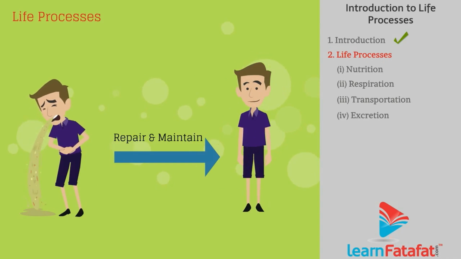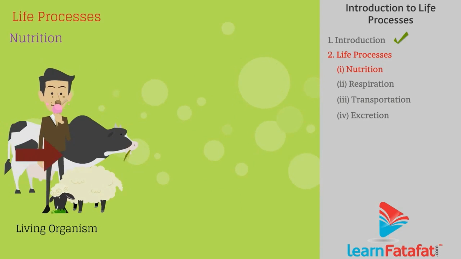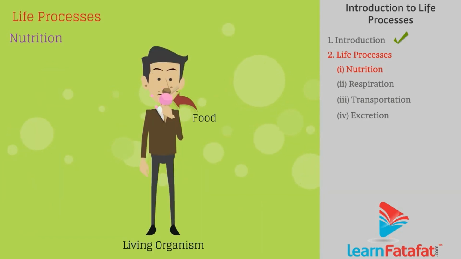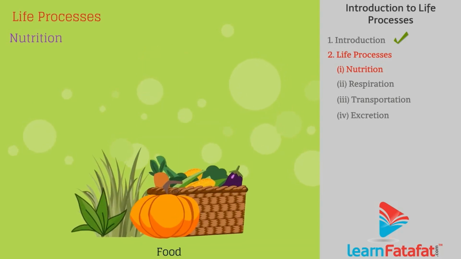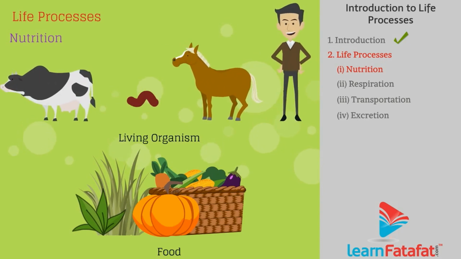Various life processes are: nutrition. Organisms need food for energy and growth requirements, which is obtained from outside of the body. The process of transferring food from outside of the body to inside is called nutrition. The food sources are large and complex. Hence, different organisms have different kinds of nutritional processes.